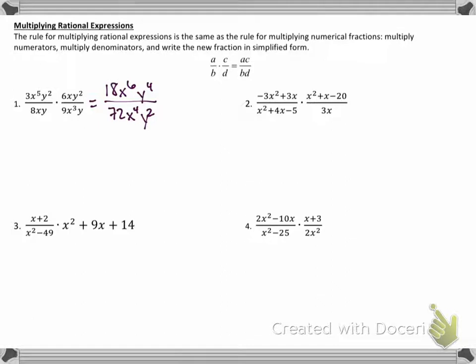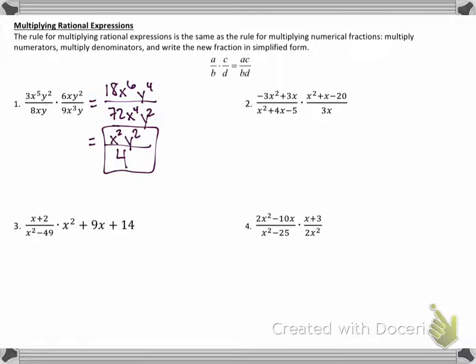From here, I'm going to go ahead and just simplify using basic exponent rules and just basic knowledge of division. So I have 18 over 72 gives me 1 over 4. So I'm just going to put a 4 on the bottom. I'm going to now take x to the 6th over x to the 4th. You subtract the exponents in this case and get x squared. Y to the 4th over y squared leaves me with y squared left over. Those stay in the top, the 4 goes in the bottom, and that's my final solution.